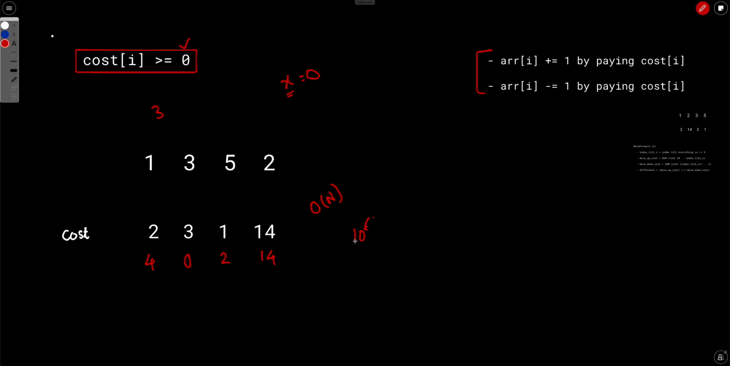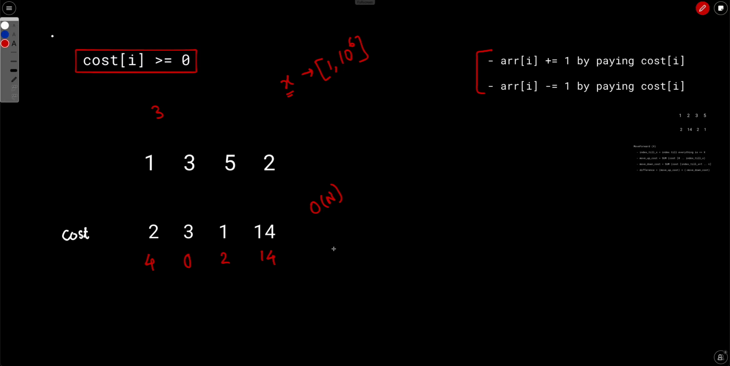Okay, now we know what the possible candidates of x are. So possible candidates of x are within 1 to 10 raised to 6, right? So these are the possible candidates of x. And for each x, we know we can calculate the actual cost in order n time.